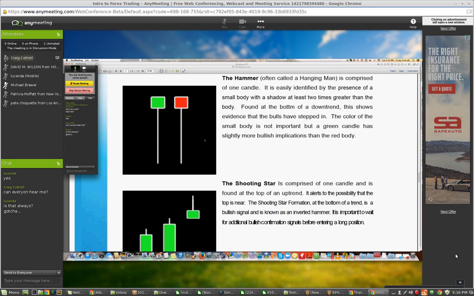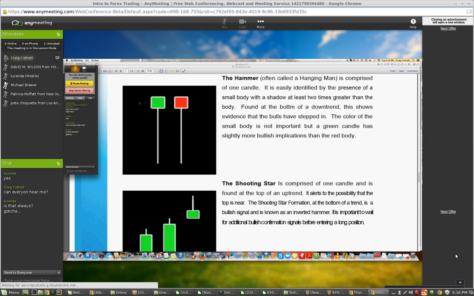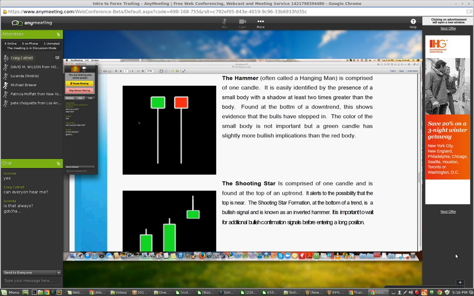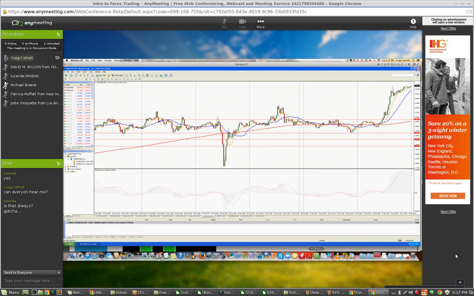The hammer, or the hanging man, sometimes referred to as well. Now it's one candle, so we're going to analyze both of these candles individually. And even though one is green and one is red, they both kind of mean the same thing. Here's what I mean. Usually, you'll find one of these hammers at the bottom of a downtrend, the bottom of a downtrend. So imagine in your mind, if you will, we had a couple of red candles that were preceding this green hammer that came out.